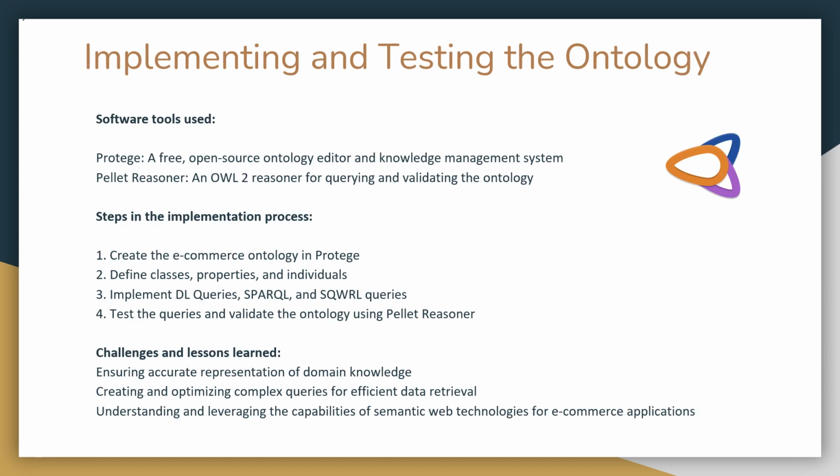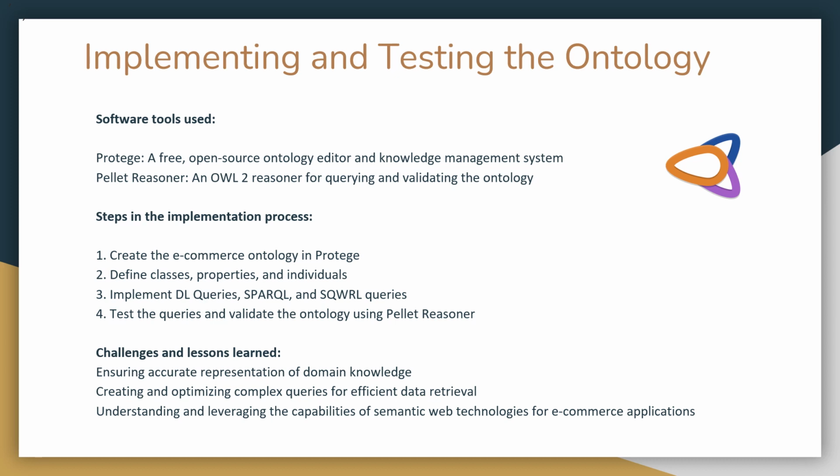And now how to implement and test this? I have used software like Protege and a reasoner, which is Pellet. What were the steps? First I created the e-commerce ontology in Protege, and then I defined classes, properties, and individuals in my e-commerce ontology file. Then I implemented some DL queries, some SPARQL queries, some SQWRL queries, and then I tested those queries and validated the ontology using the Pellet reasoner. I got the results, and since I wrote the ontology, I know how to cross-validate these results against the real answers.